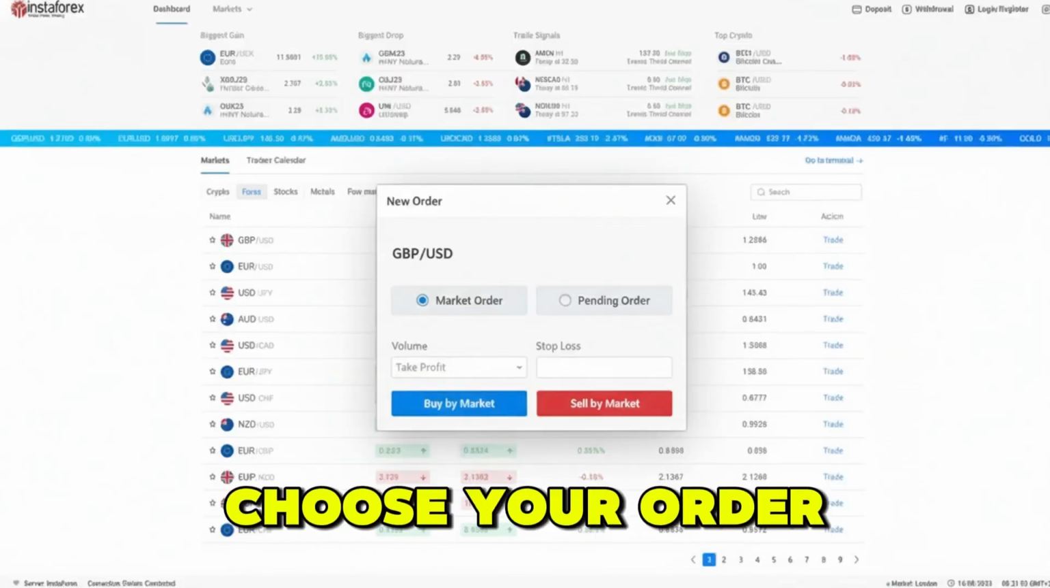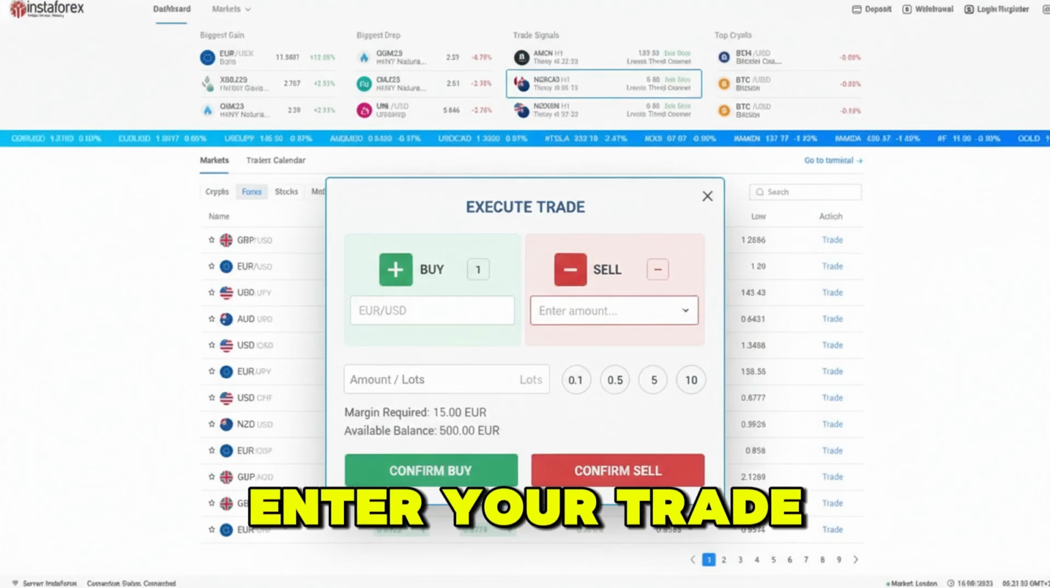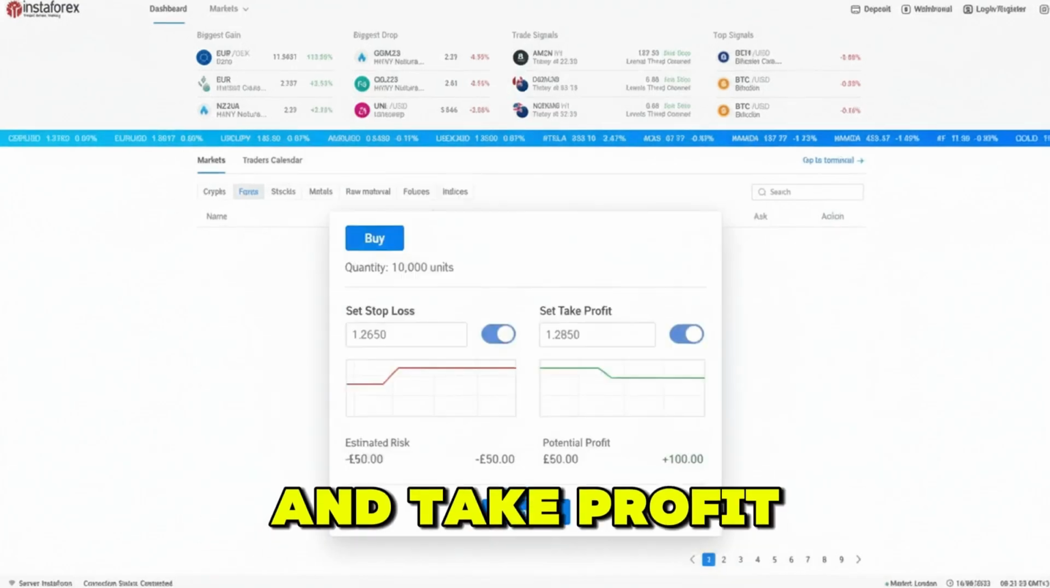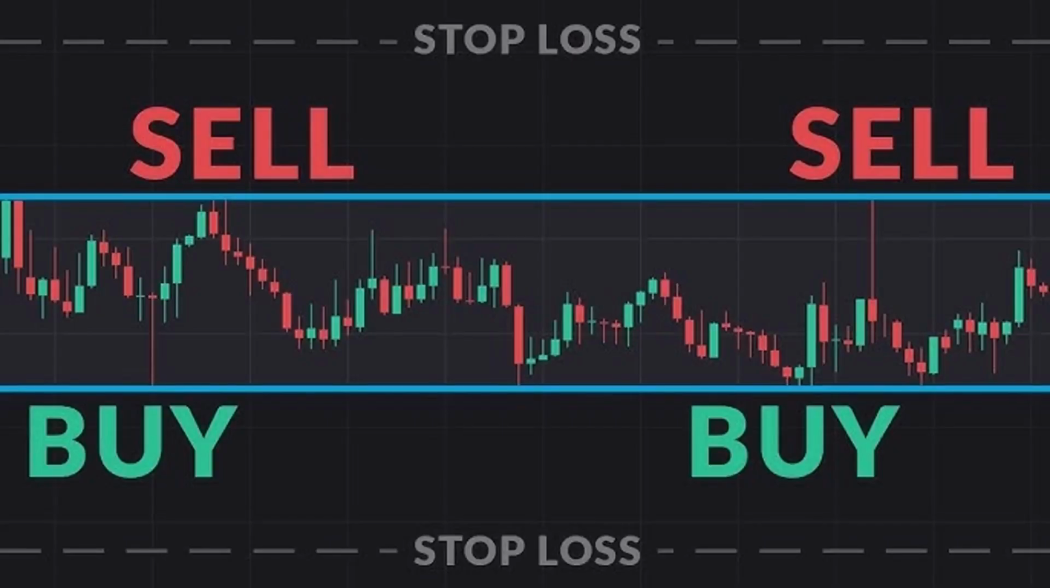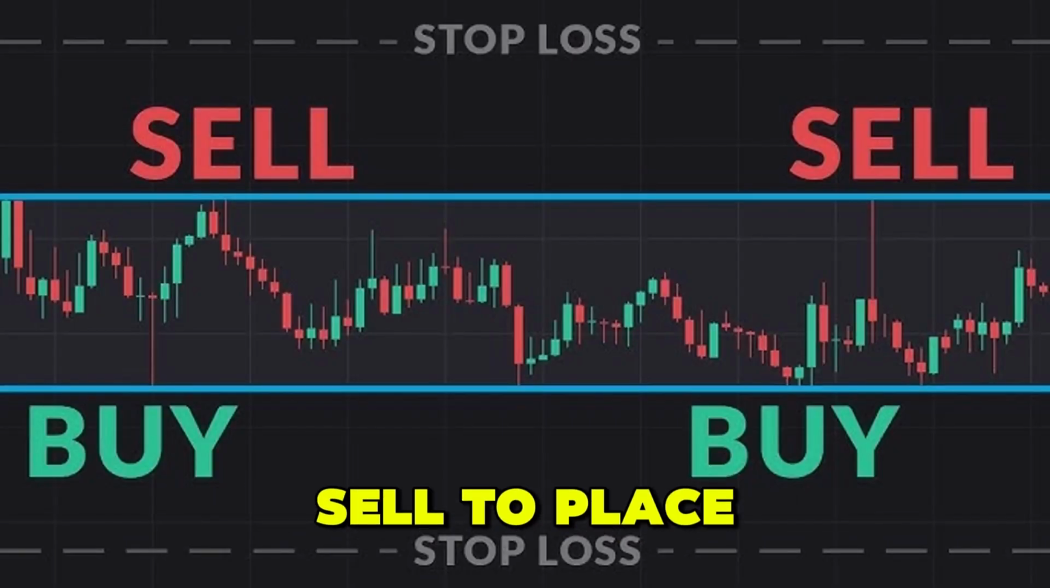Next, choose your order type such as market or pending order. Enter your trade size or lot amount carefully. Set stop loss and take profit to manage your risk. After reviewing all details, click Buy or Sell to place your trade.